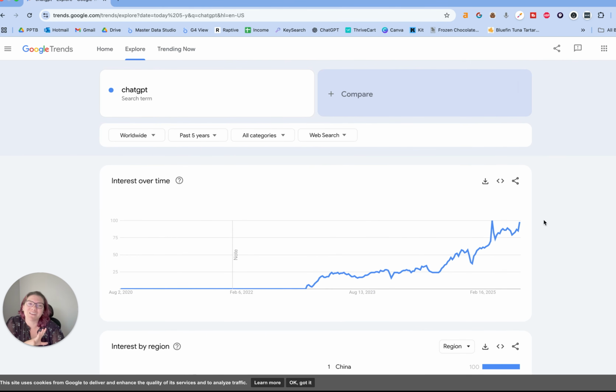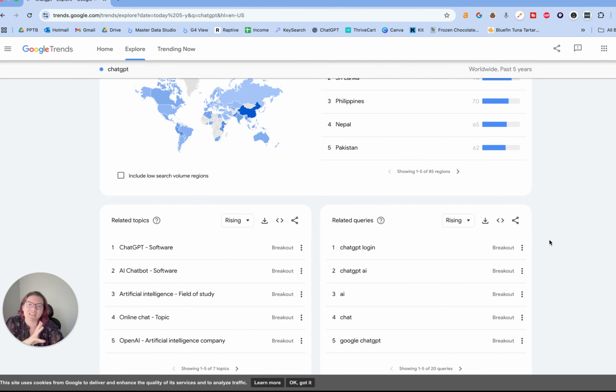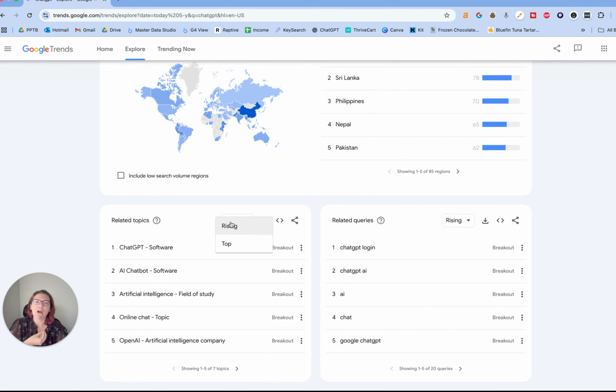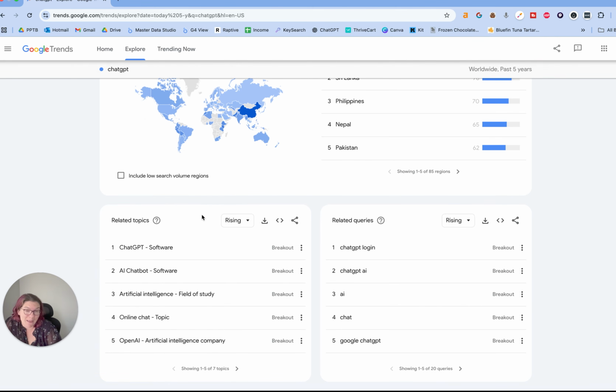So now that we know when to write the content for these, we also need to actually lock into some specific content, right? So down here we have related topics and related queries. And we have options for rising, which means things that are increasing in the moment, and then top, which means the things that people have searched consistently for a while. And you can see that when you adjust it, it'll change a little bit between the two. In this case, for the related topics, there really isn't anything else that could be related. So it makes sense that these are here.